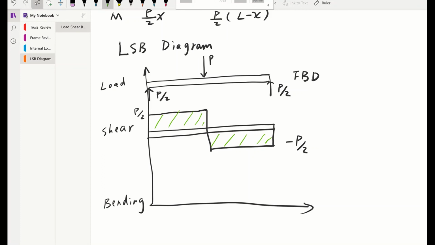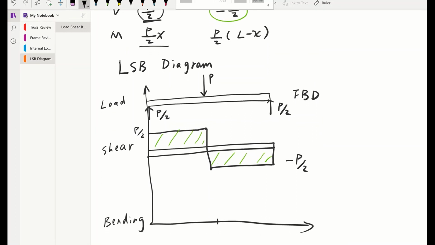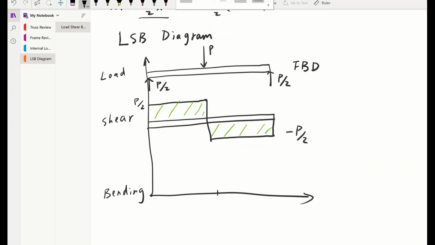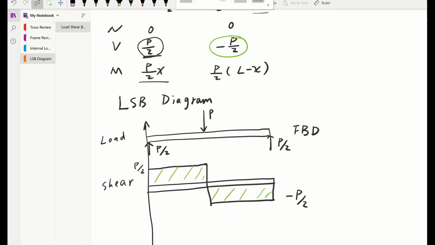Now let's work on the bending diagram. So you also have two sections. For the first half, we have this expression, P over 2 times x. That will be a linear function with slope P over 2. So we can make a note here. When x equal to 0, when you plug it in, your M is equal to 0. Then when x equal to L over 2, our M is going to be equal to PL over 4.